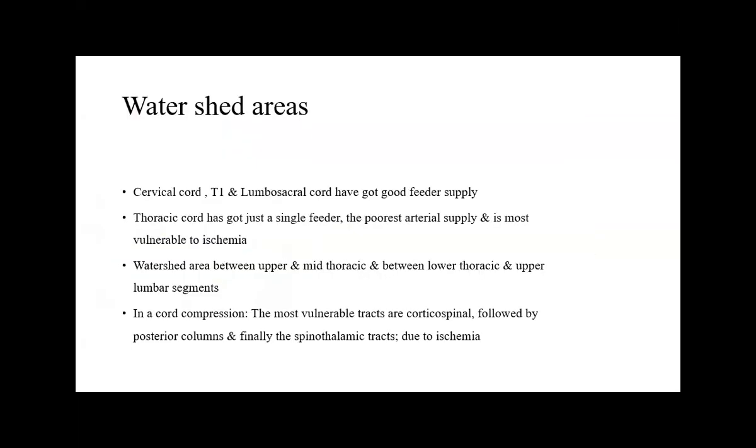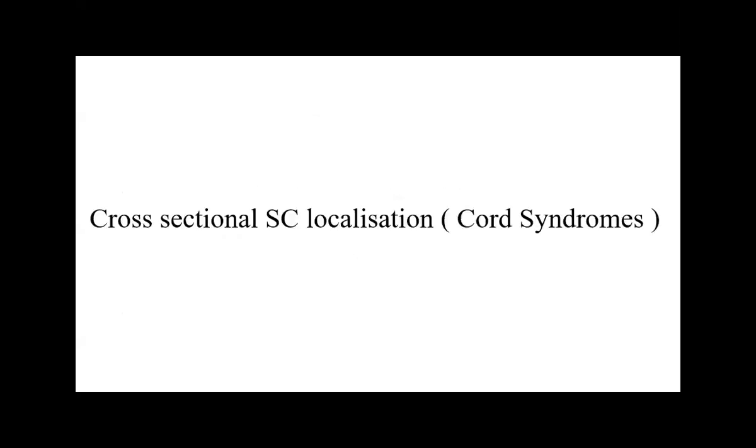And we have watershed areas also. In the cervical cord, T1 and lumbosacral regions, they have a good feeder supply, whereas the thoracic cord has just a single feeder, the poorest arterial supply, and it is more vulnerable to ischemia. So the area between upper and mid thoracic and between the lower thoracic and upper lumbar segments, these are watershed areas. And in cord compression, the most vulnerable tracts are the corticospinal, followed by the posterior column, and finally the spinothalamic tract, due to ischemia. So first we'll see the cross-sectional spinal cord localization or the cord syndromes.